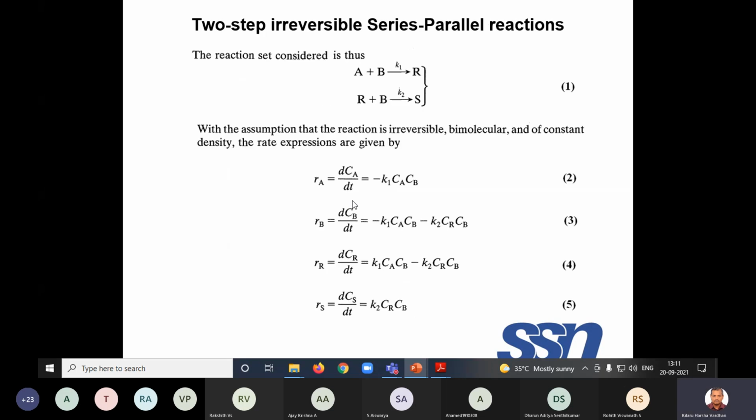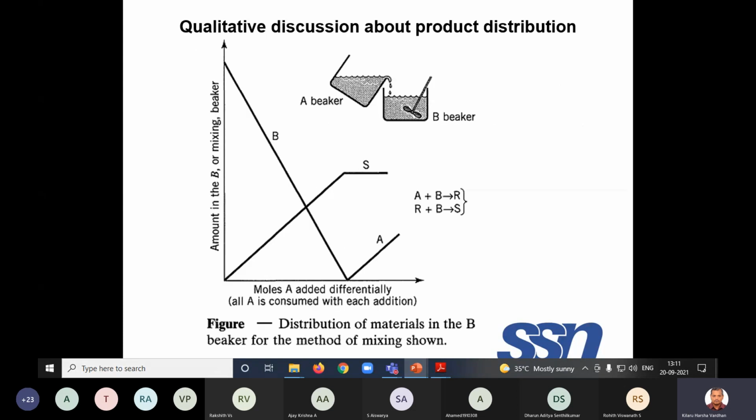So what can be done? Let us do some qualitative analysis before going into the quantitative. Again, qualitative and quantitative both will come, right? So let us do some qualitative analysis. Now, if I add, like this is the reaction, this is the beaker, and if I add A drop by drop, what will happen here? B is inside, so B is more, right? A is being put in drop by drop, so A is less. So what kind of curves will you get?